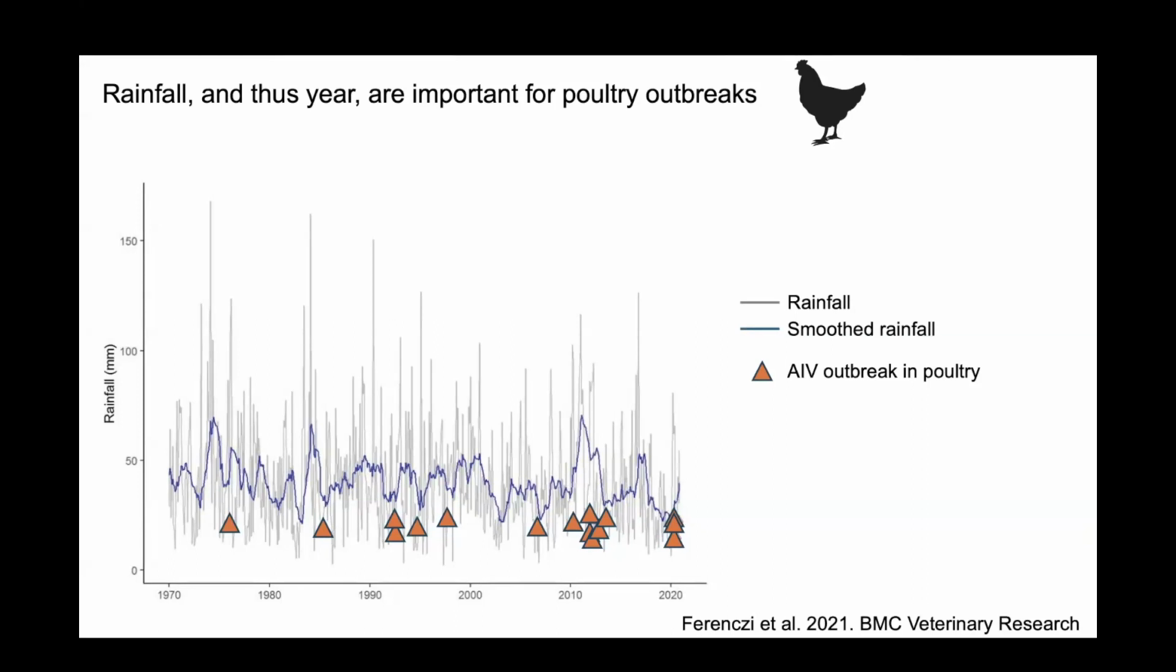So understanding what is happening in wild birds and driving wild birds is really important for risk management for poultry, and to clarify why these poultry outbreaks here seemingly happen quite randomly and are hard to measure. It's because they're linked to rainfall, because that's what's driving what's happening in the ducks.